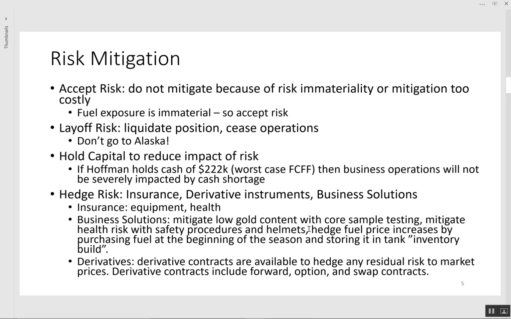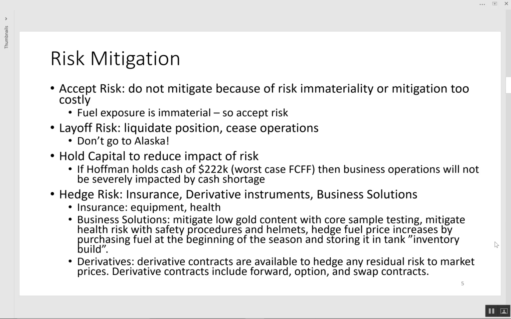Another thing we can do is something called an inventory build. If we're worried about fuel prices, but we don't really want to get into a real complicated hedging strategy, we can just buy all the fuel we want today and store it in a big tank. That's called an inventory build. And that way we'll mitigate our exposure to the price of fuel.